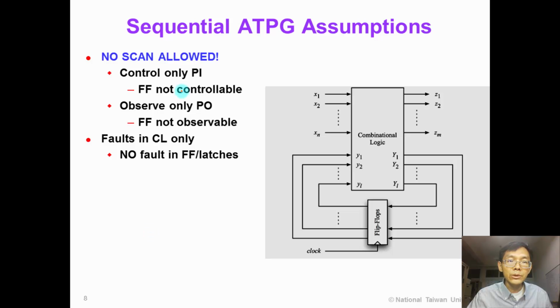In sequential ATPG, we assume that there is no scan allowed, which means that we can only control the primary inputs. We are not allowed to control the flip-flop state. We can only observe the primary output. We are not allowed to observe any flip-flop state. Please note that faults are assumed to be in combinational circuits only. The memory elements, the flip-flops, the latches are assumed to be fault-free.